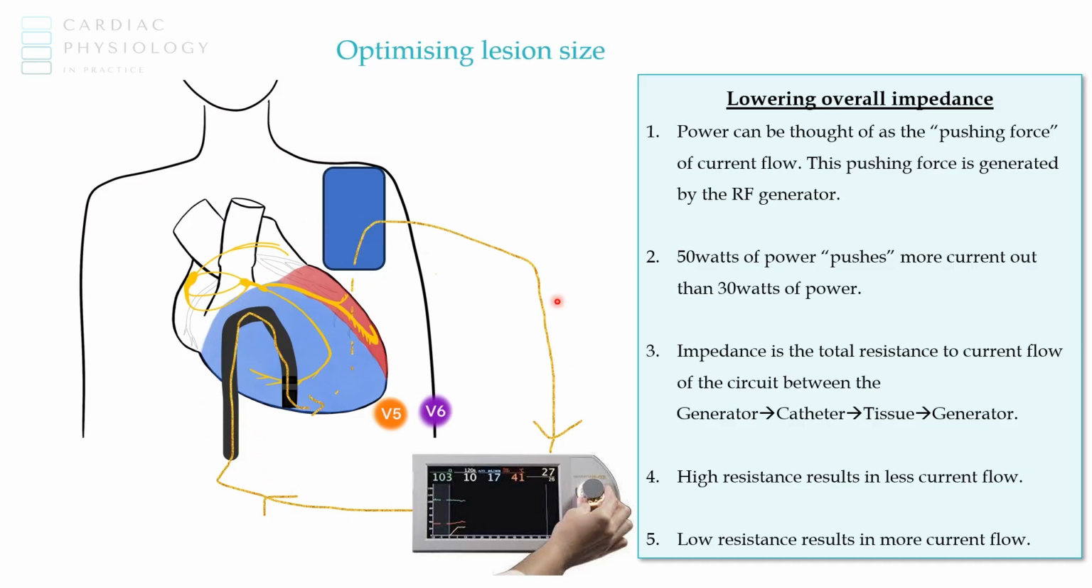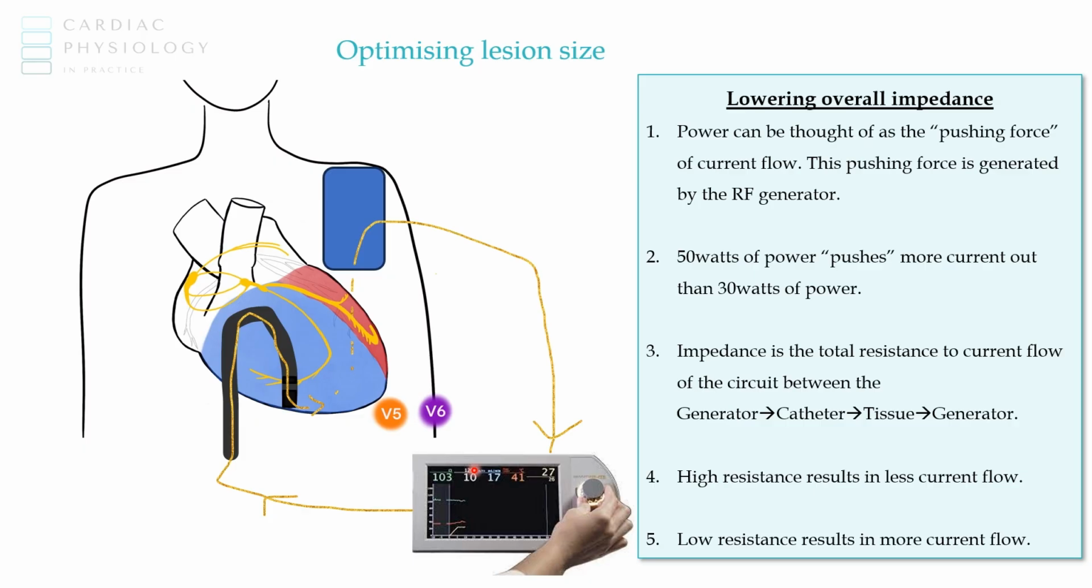And if current is constantly flowing like this, what you're dialing when you're dialing the power up or down is how much the generator is pushing this current. If you dial 50 watts, then you're pushing quite strongly. If you're dialing 1.5 watts, then you're pushing current quite weakly, and only a bit of current will flow. So that's what you're changing when you're changing power. You're changing how strongly current is pushed out of the RF generator. That's one way to think about it.